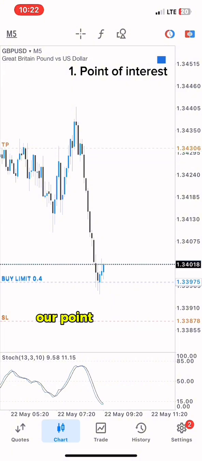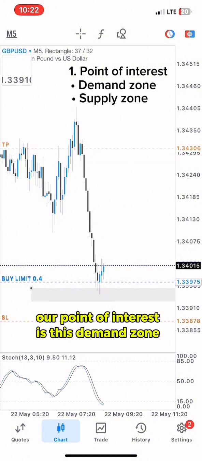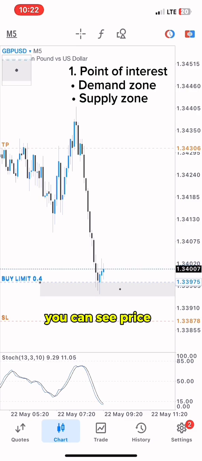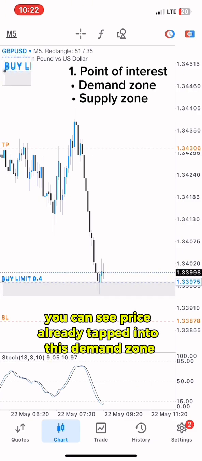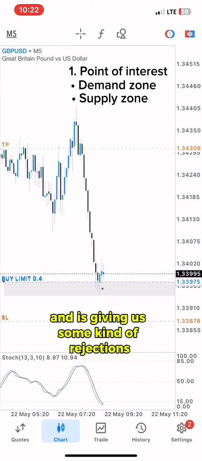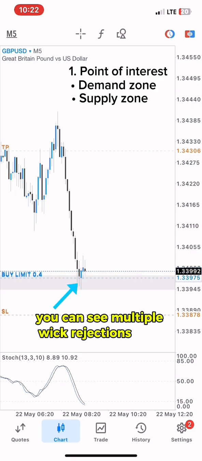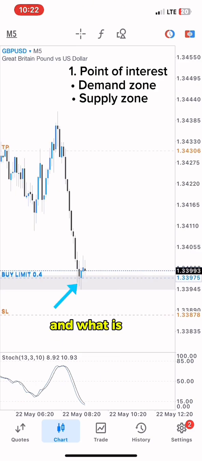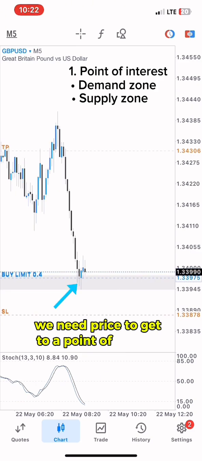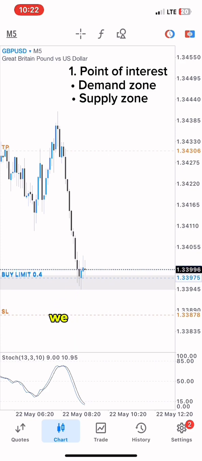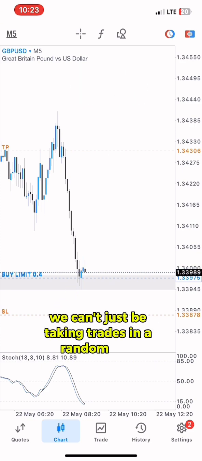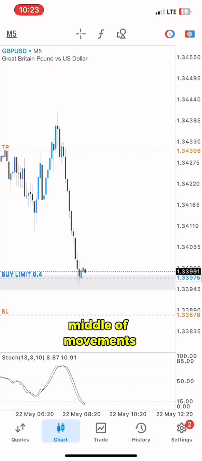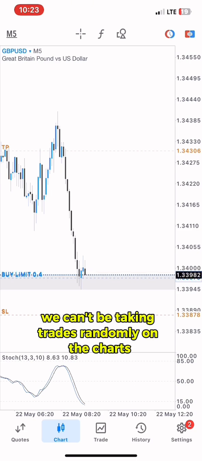As you can see, our point of interest is this demand zone right here. You can see price already tapped into this demand zone and it's giving us some kind of rejections. You can see multiple weak rejections right there. And what is the reason we need price to get to a point of interest before we take any trades? We can't just be taking trades in a random area, in the middle of movements, we can't be taking trades randomly on the charts.